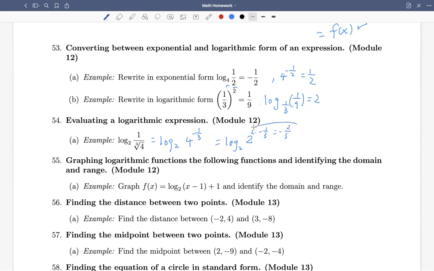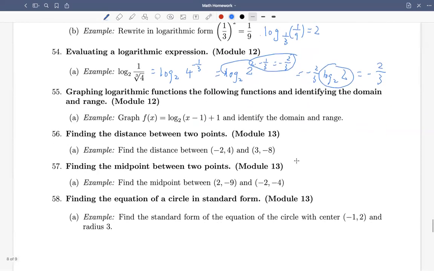So then this exponent can go up front of the log. So we have negative 2/3 times log base 2 of 2. When the value and the base are the same, that becomes 1, because 2 raised to 1 equals 2. So the answer for this is just negative 2 over 3.